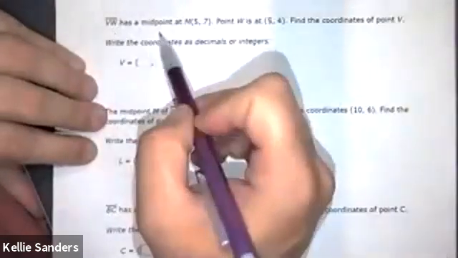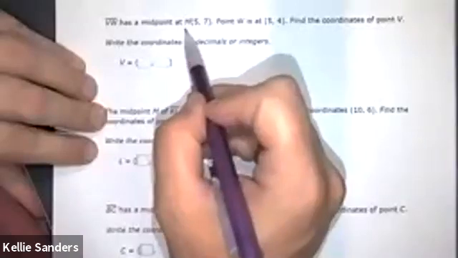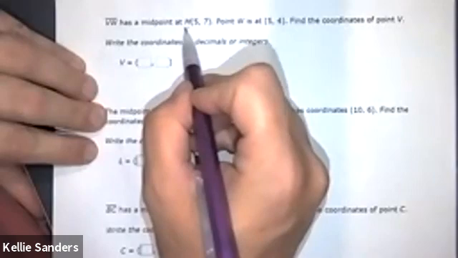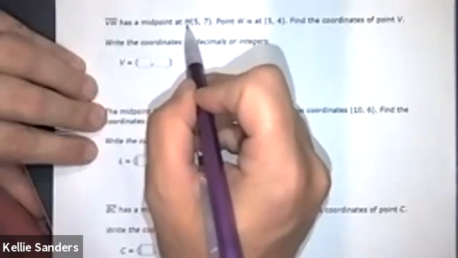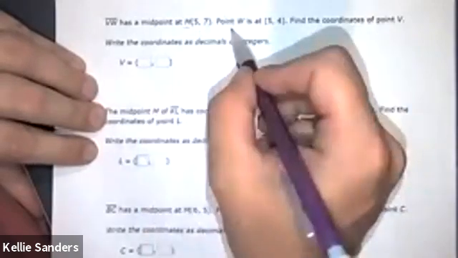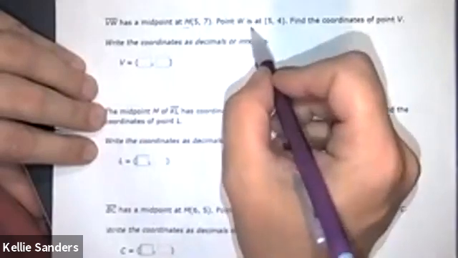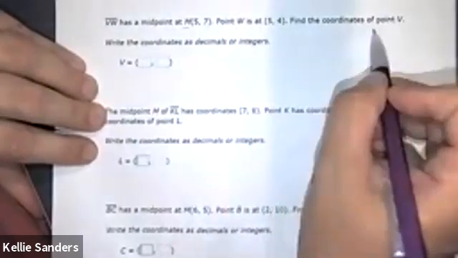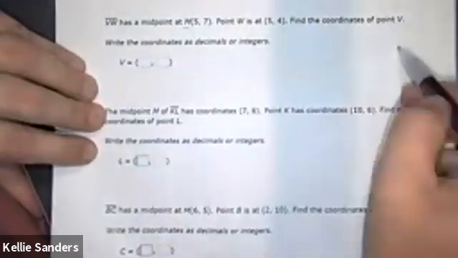It says VW has a midpoint at M(5, 7). The M just stands for midpoint, okay? So the midpoint's at (5, 7). Point W is at (5, 4). Find the coordinates of point V.